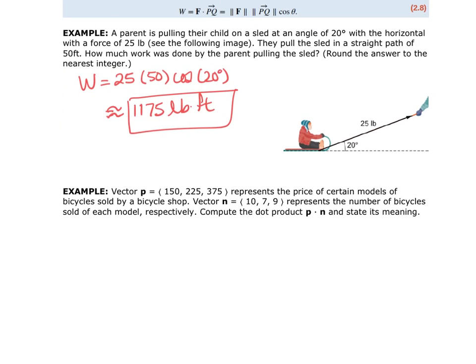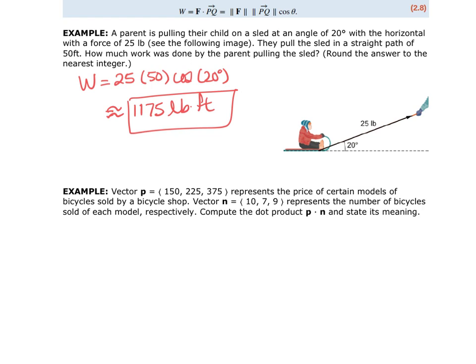Now, let's take a look at my last example. We have this vector P, which represents the price of a certain model of bicycles sold by the bicycle shop, with the vector N, which represents the number of bicycles sold of each model respectively. Compute the dot product and explain what it means.